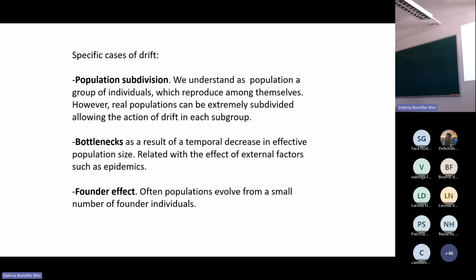But at some point, there are barriers to reproduction. Quite often it's social. So then drift will act in each subgroup. And we will see more drift than we would expect given the population size. So we're not taking into account this subdivision.